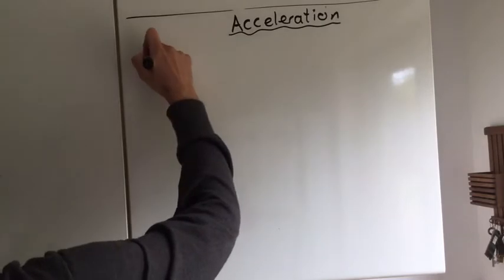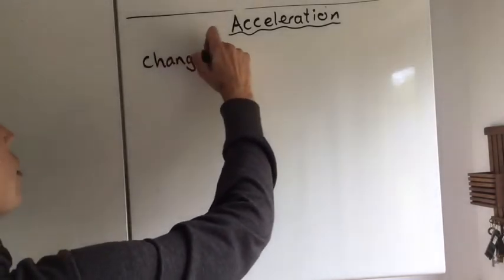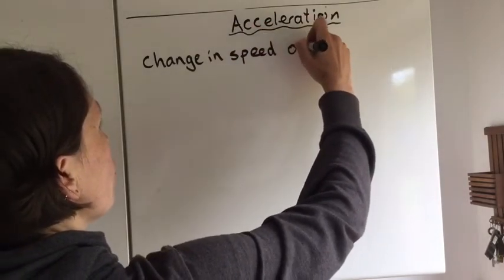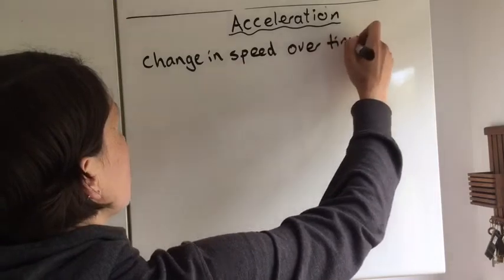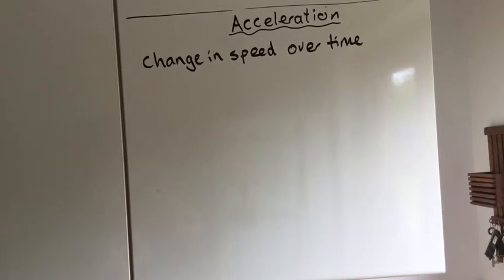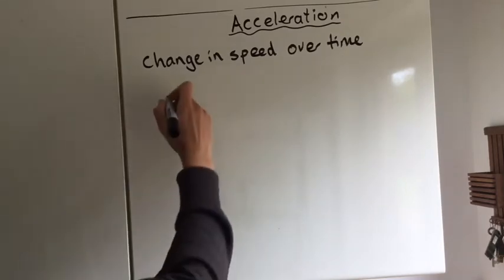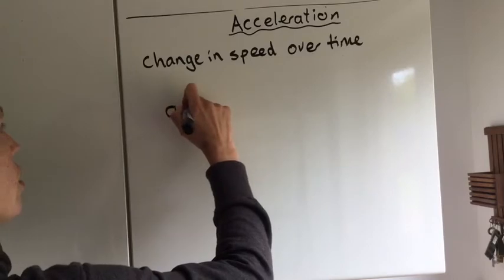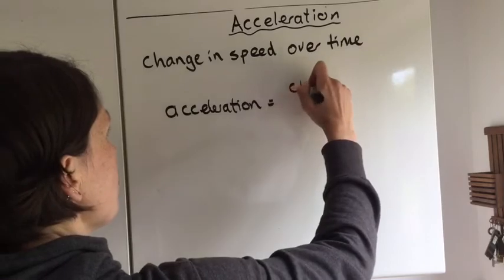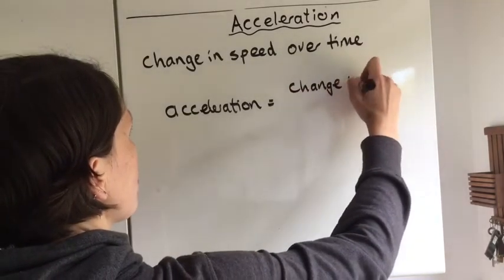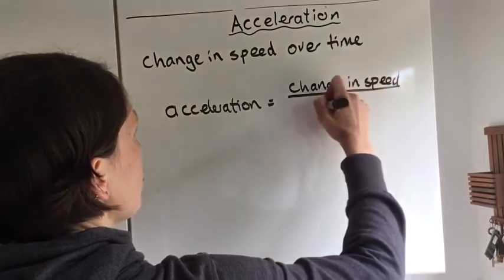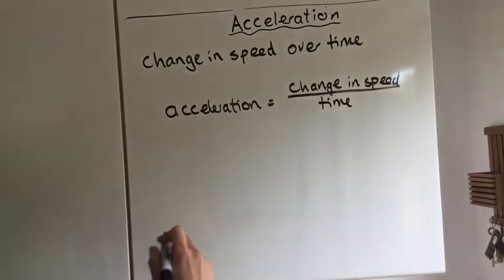Okay, so it's a change in speed or velocity, so a change in speed over time. Okay, the way that we work it out is we've got a formula that's similar to our speed distance time one, where you're either multiplying or dividing, and we've basically got acceleration is equal to the change in the speed divided by time. So change in speed over time.